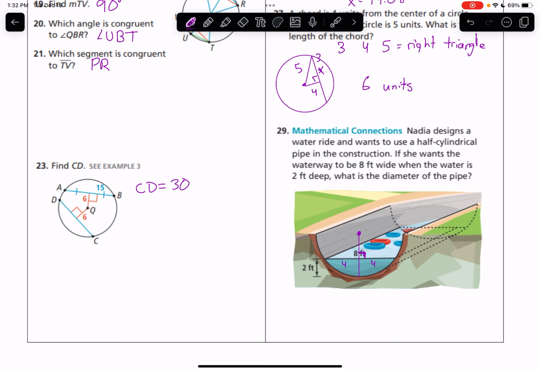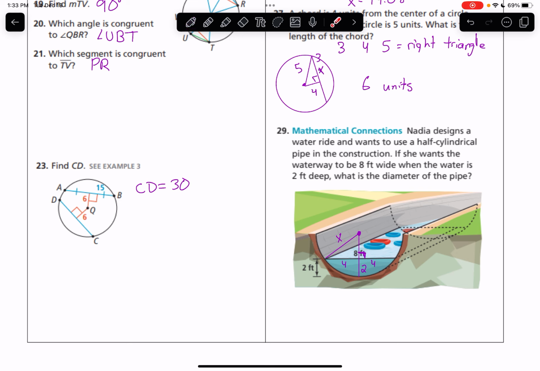We know the depth of the water is 2 feet, so I can put that where I've drawn a line in the water. We want to find the diameter of the pipe, which means we want to find the radius of the pipe first. I'm going to go ahead and write the radius in this spot, or going the other direction. So I have a right triangle here. It's got a side length of 4. It's got a radius of x.